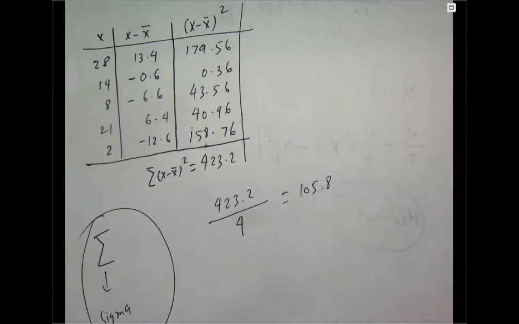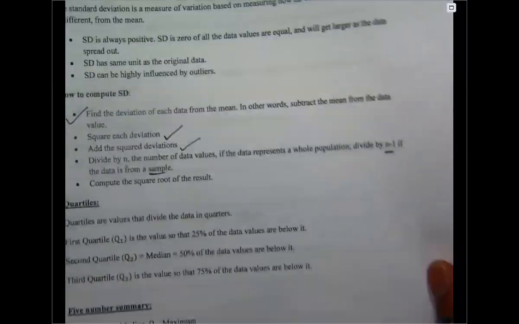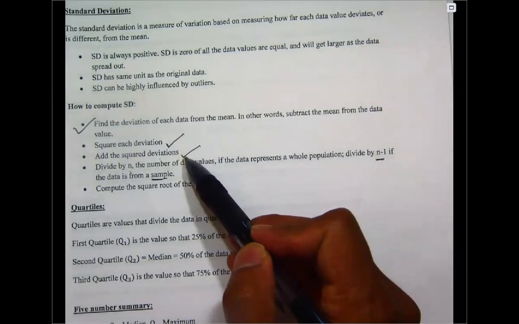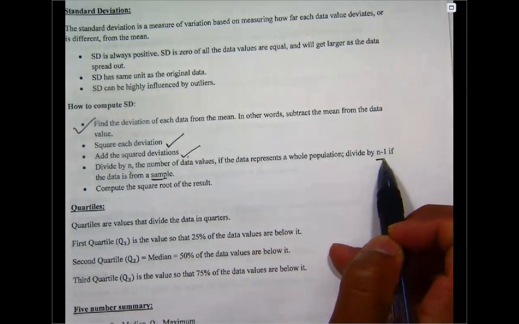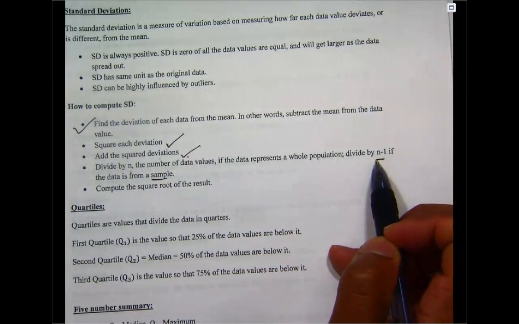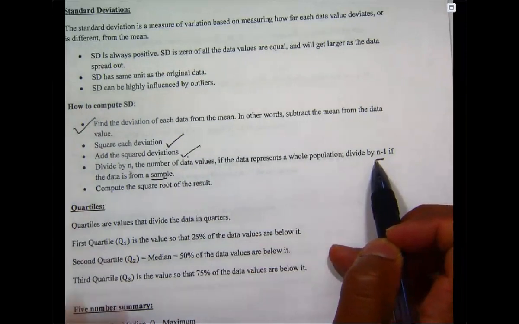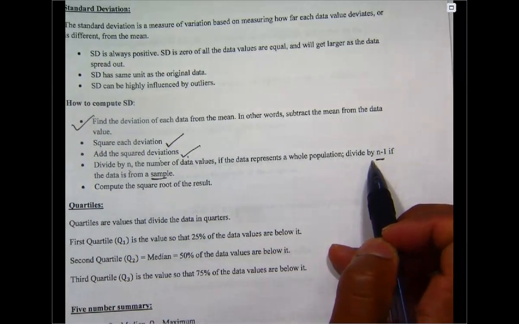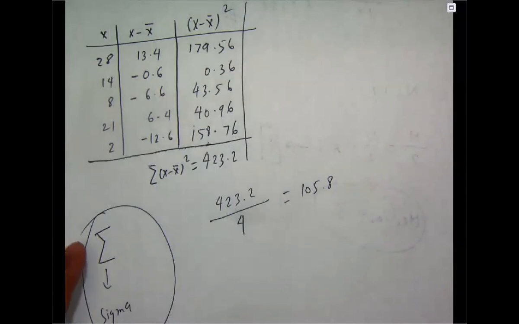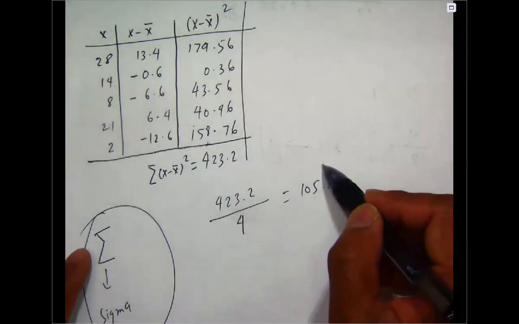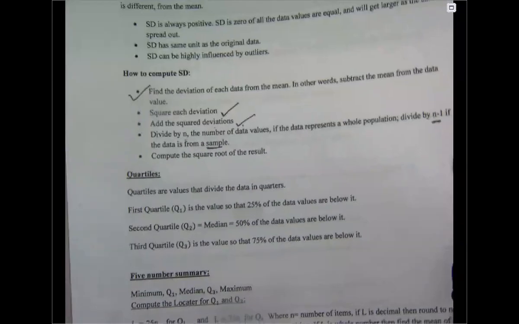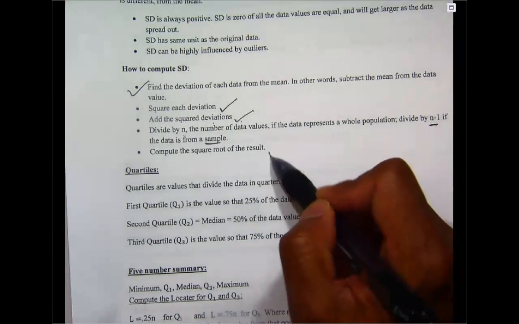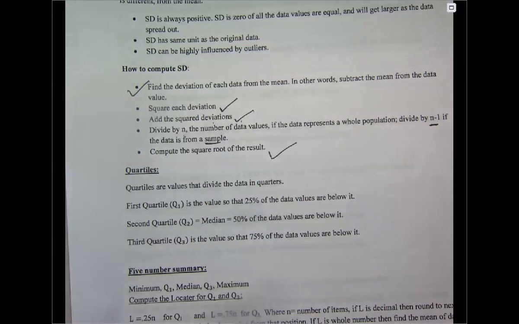If you check your notes, it says after adding the squared deviations, you divide by n minus 1 if you are working with the sample. And n is the total number of data. There are 5 data, so 5 minus 1 is 4. That's why you divide by 4. And that is the number you get. Are we done? Still we have to do something else, and that is the last thing here. Compute the square root of the result.